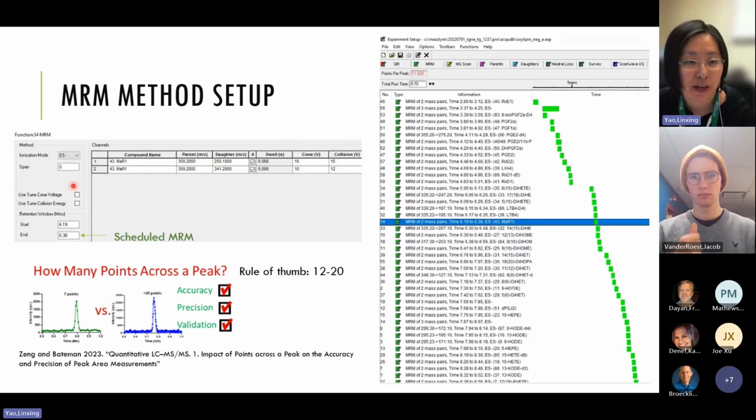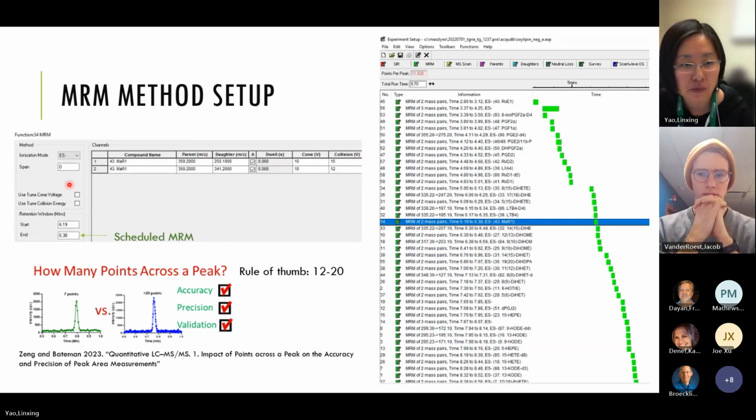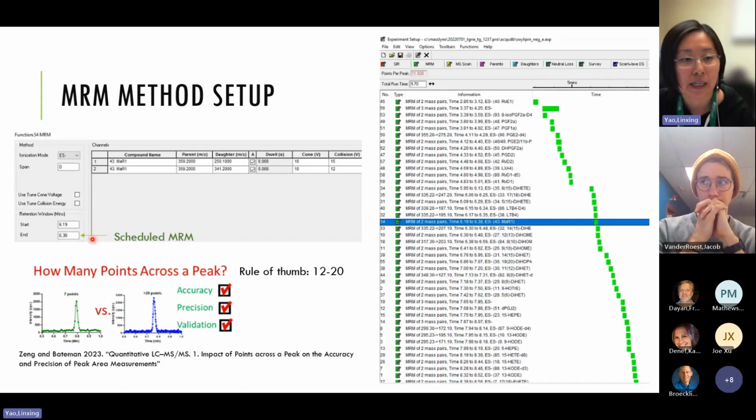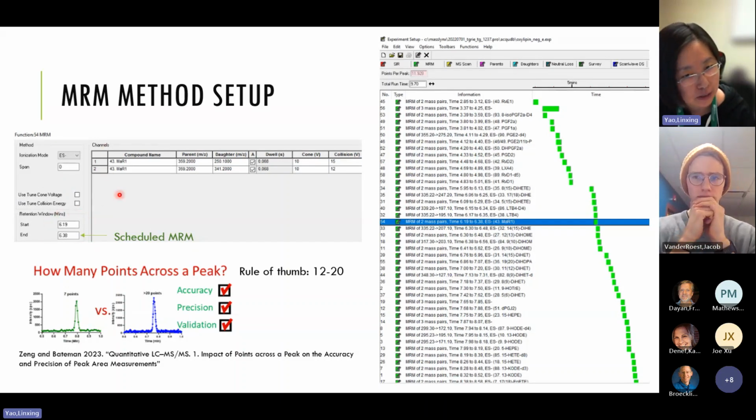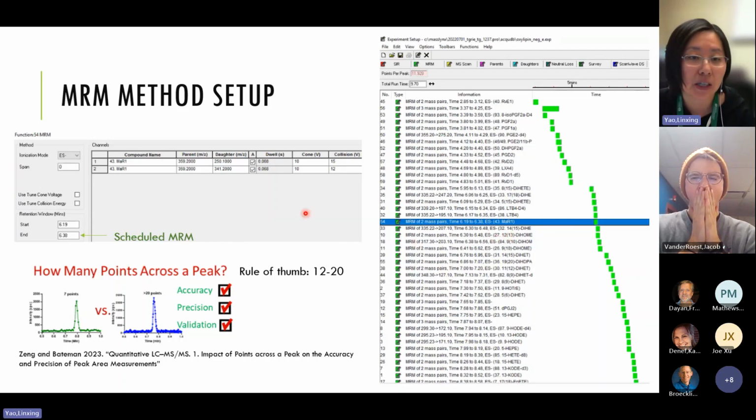You also want to specify whether this MRM method is for positive or negative ionization, and the time window when the MRMs within this function will be scanned. If you go back to the main page, the size of each green box represents the time window for each function. And lastly, we also need to specify the dwell time.